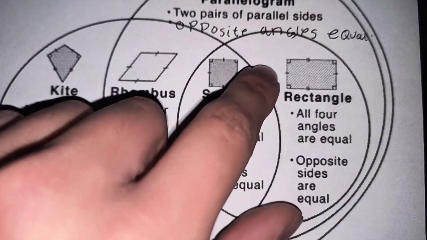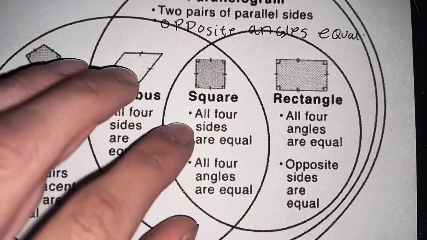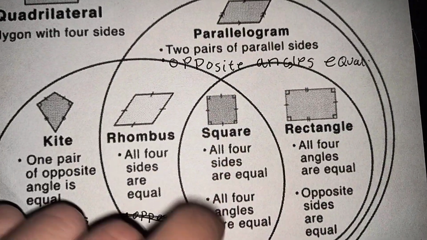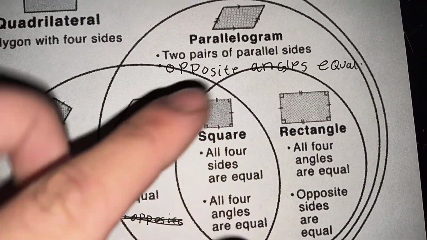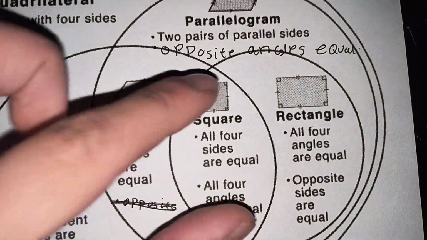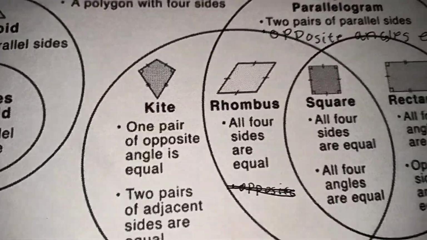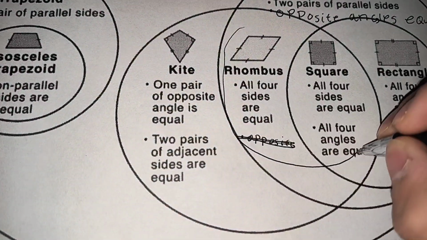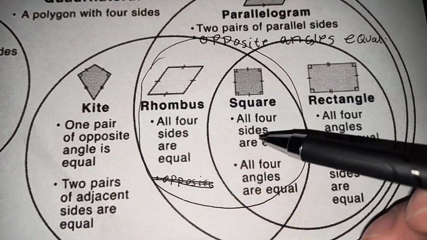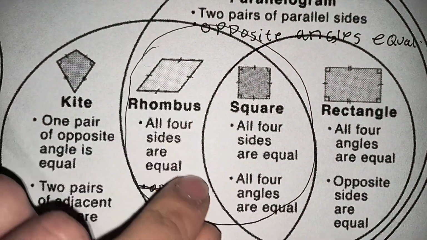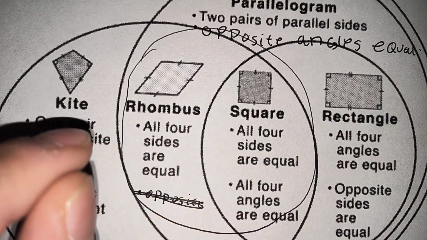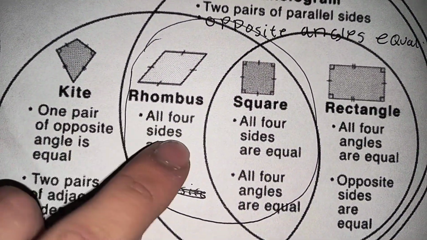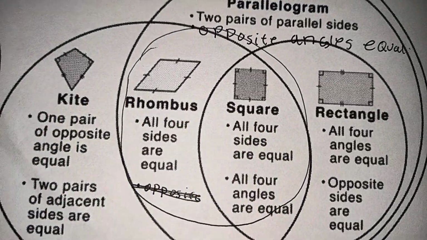So that would include the square with a rhombus though, because a square has all four of its sides equal and its opposite angles are equal. So a square would be considered a rhombus too, which I don't know why they didn't make more clear. A square is a rhombus under this definition because it's got all four of its angles equal, which means its opposite angles are equal, and all four of its sides are equal, so it's also a rhombus.